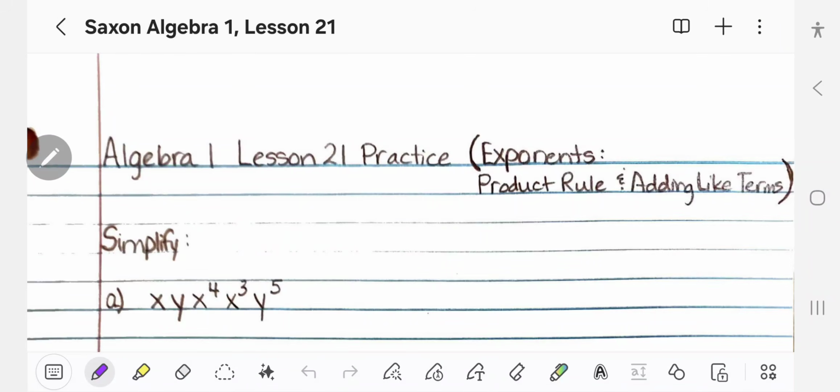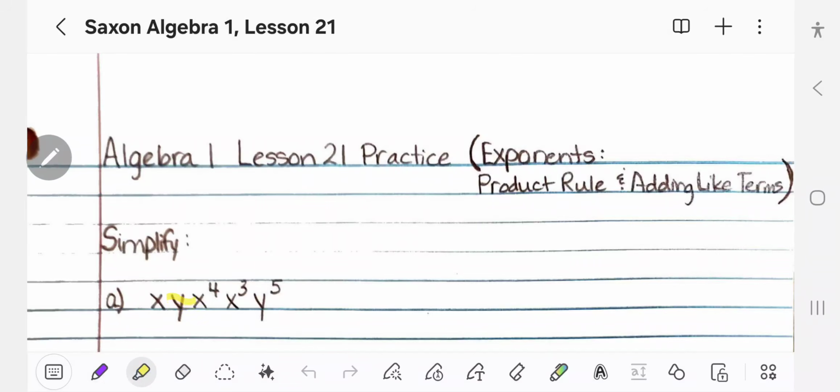This is Algebra 1, Lesson 21, Practice. We're going to be doing problems that cover exponents, using the product rule, and adding like terms with exponents. The first problem is problem A, simplify.